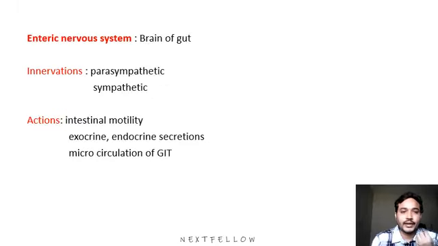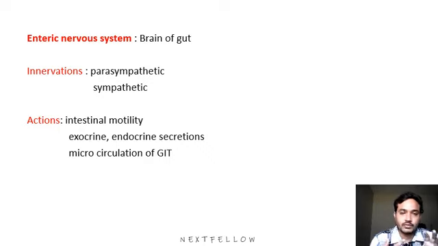Next, coming to the enteric nervous system. The enteric nervous system is also known as the brain of the gut. Here there is parasympathetic innervation, and at the same time sympathetic innervation is also there. The main actions are intestinal motility, exocrine and endocrine secretions, and microcirculation of the gastrointestinal tract.